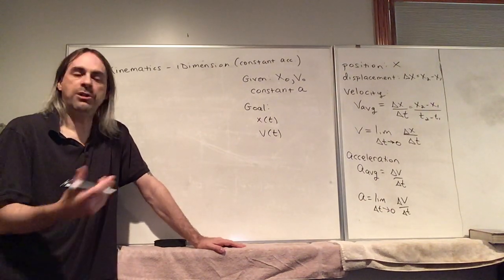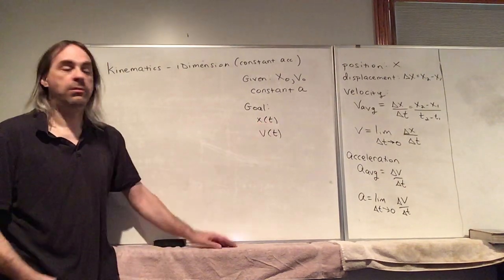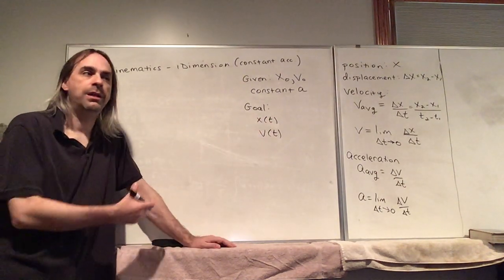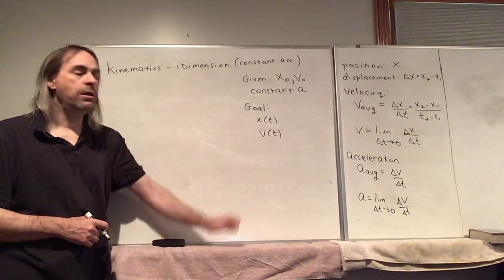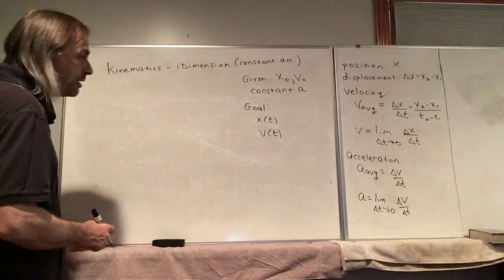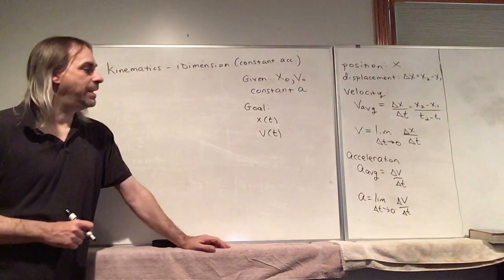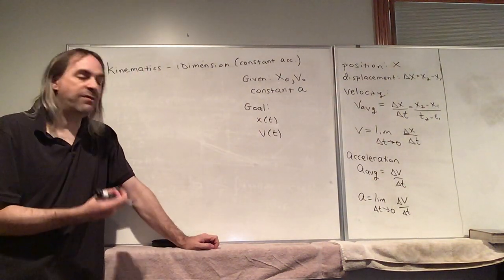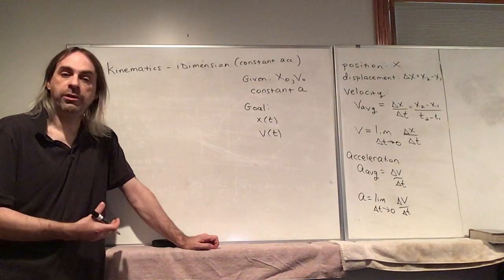I can ask you, where's this object going to be in 12 seconds? And you can just plug it in here. Plug in t equals 12 seconds, and you know where the object is. You could also plug it in here and find out how fast it's moving. And so, yeah, if we can find the position and velocity as functions of time, we know everything about the motion of this object.